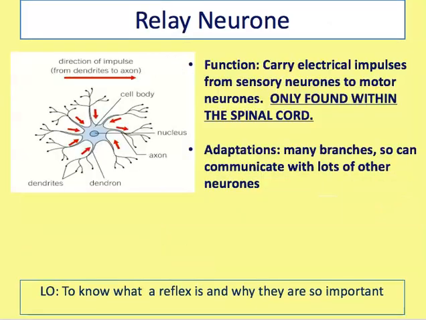Okay, now moving on, we have got the relay neuron, which we haven't talked about yet, and it's only found within the spinal cord, and the relay neurons are part of a reflex, which is what we're going to talk about today. So the relay neuron is in between the sensory and the motor neuron, but they are only found in the spinal cord, and they are only involved in reflex actions, which is what we are talking about today, and which is why you haven't heard of them before.